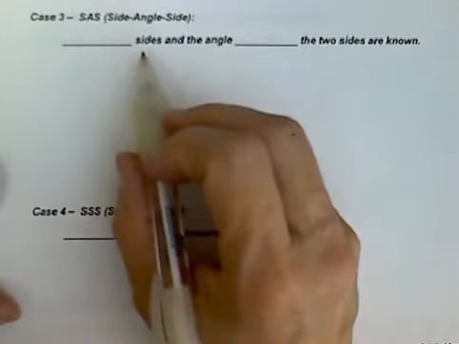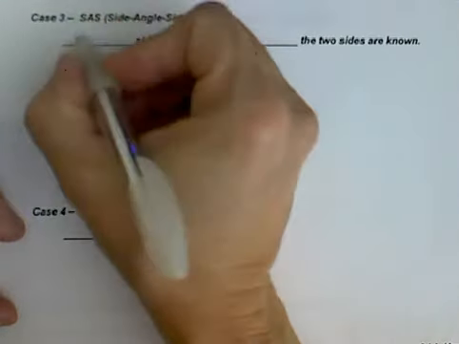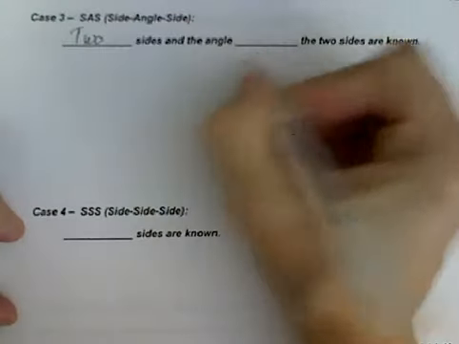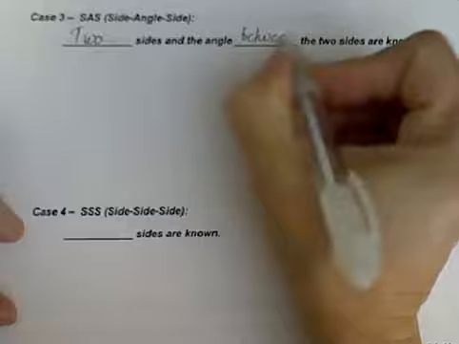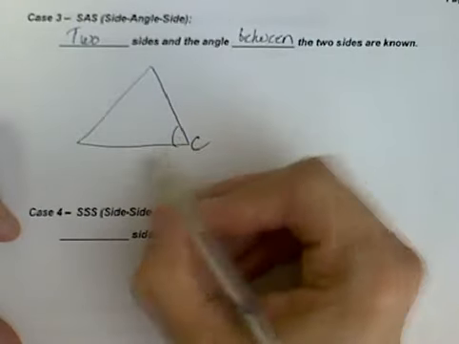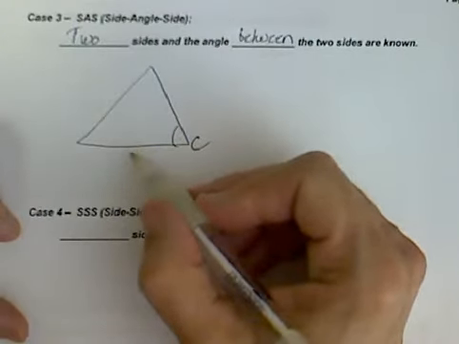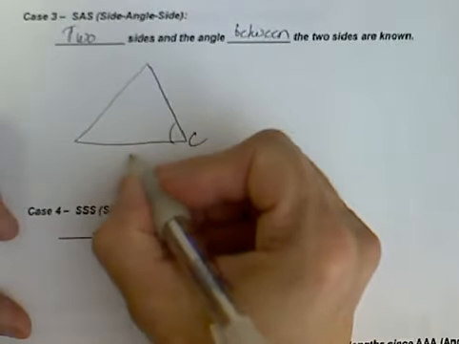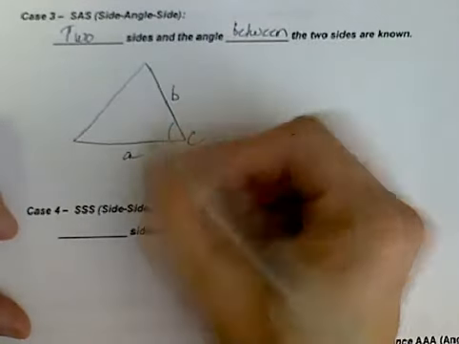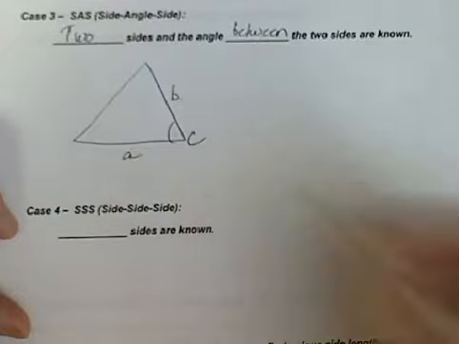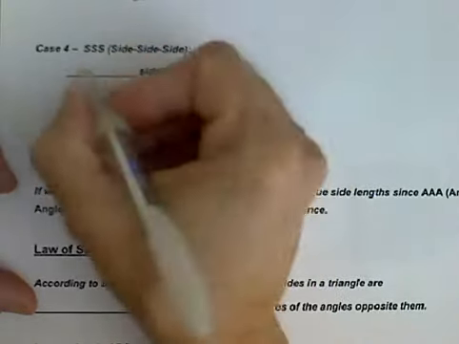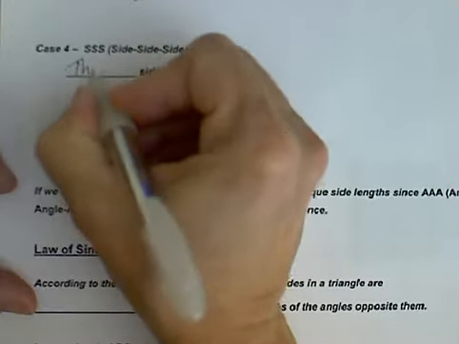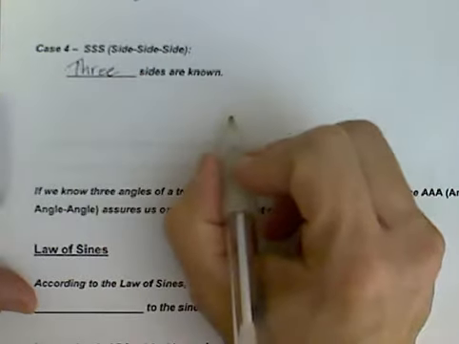The third case is side angle side. This one we also know 2 sides and the angle between the 2 sides. For example here, if we knew angle C, this would mean that we know the 2 sides that are adjacent to C. So we would know sides A and B. Then the last case is SSS, which is side, side, side. That means we know all 3 sides, but we don't know any of the angles.